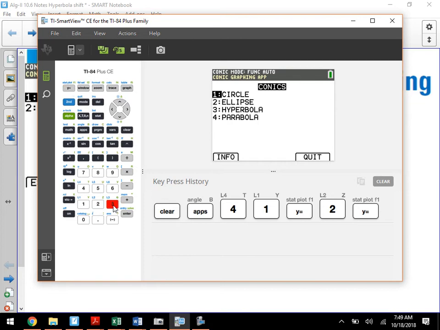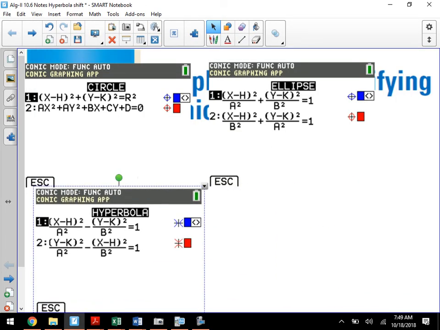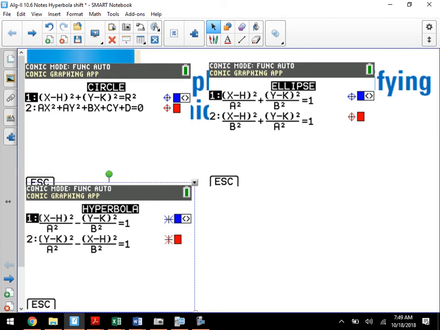What do you think A and B still stands for? A and B doesn't change. This A is always distance from center to vertex. B is center to co-vertex. C is center to focus.